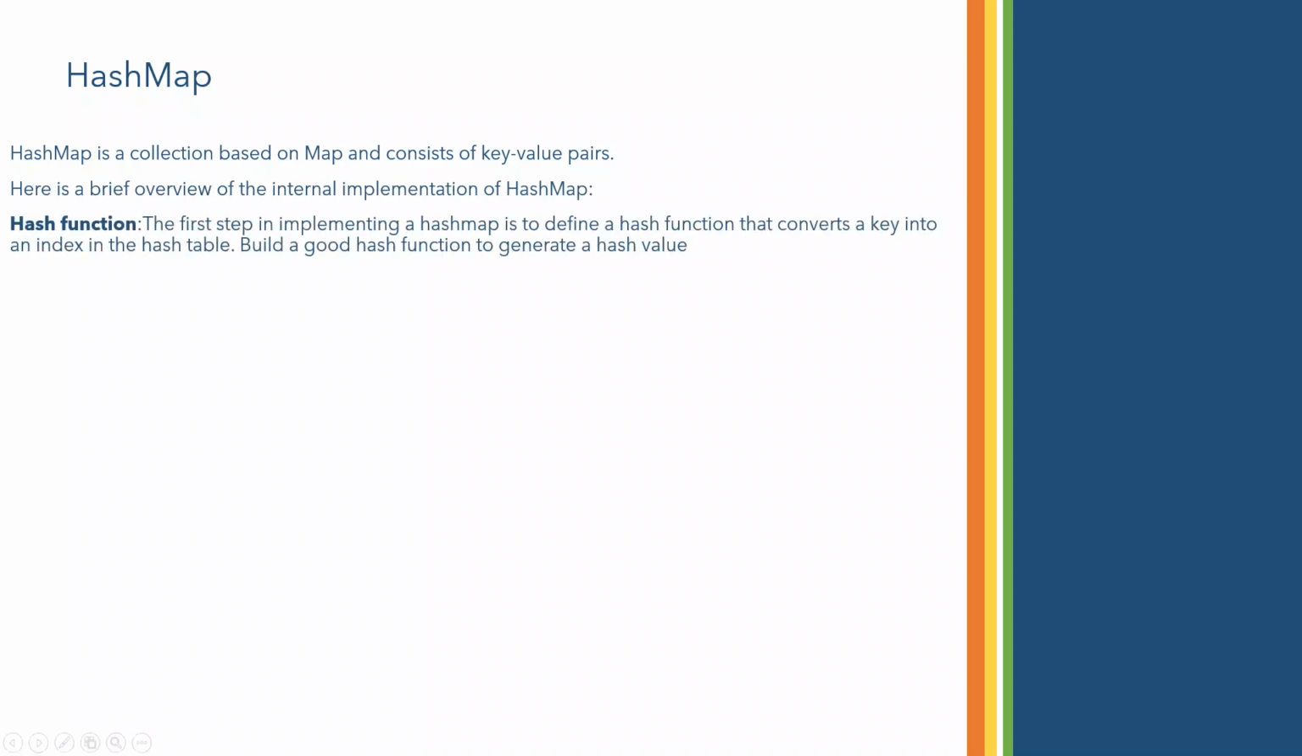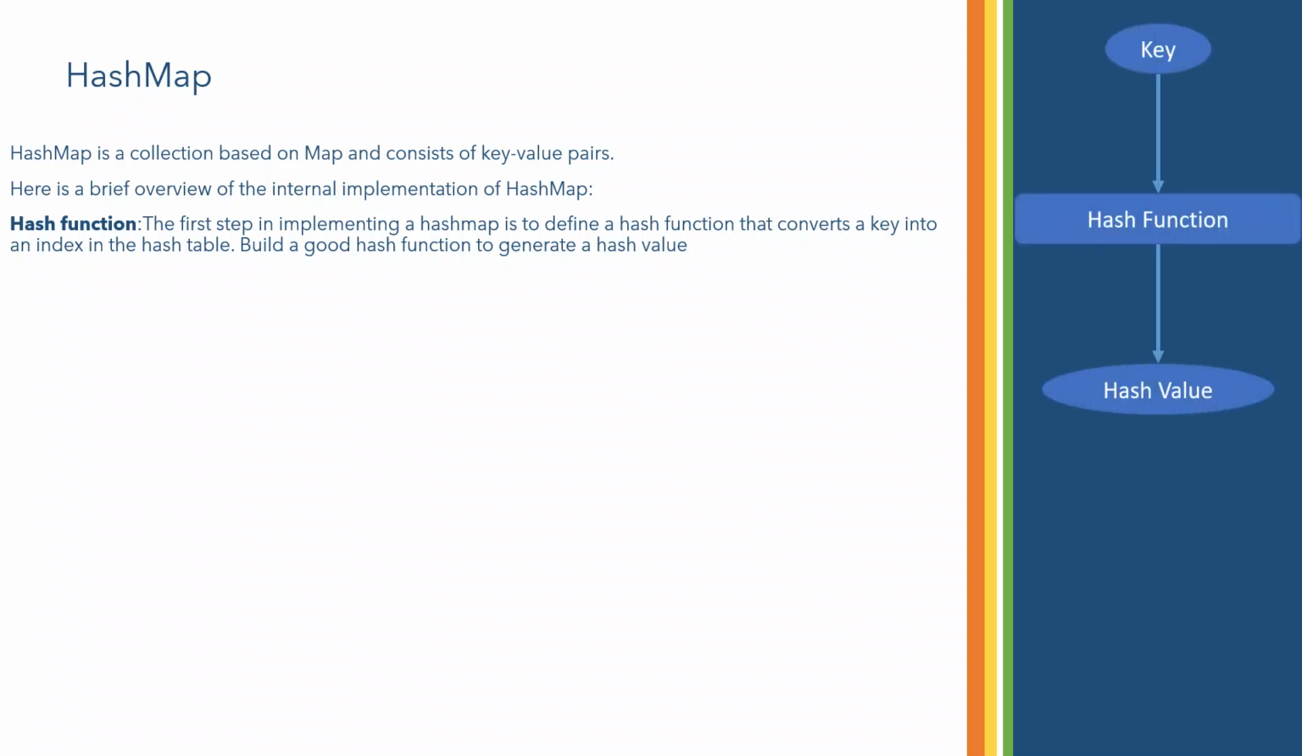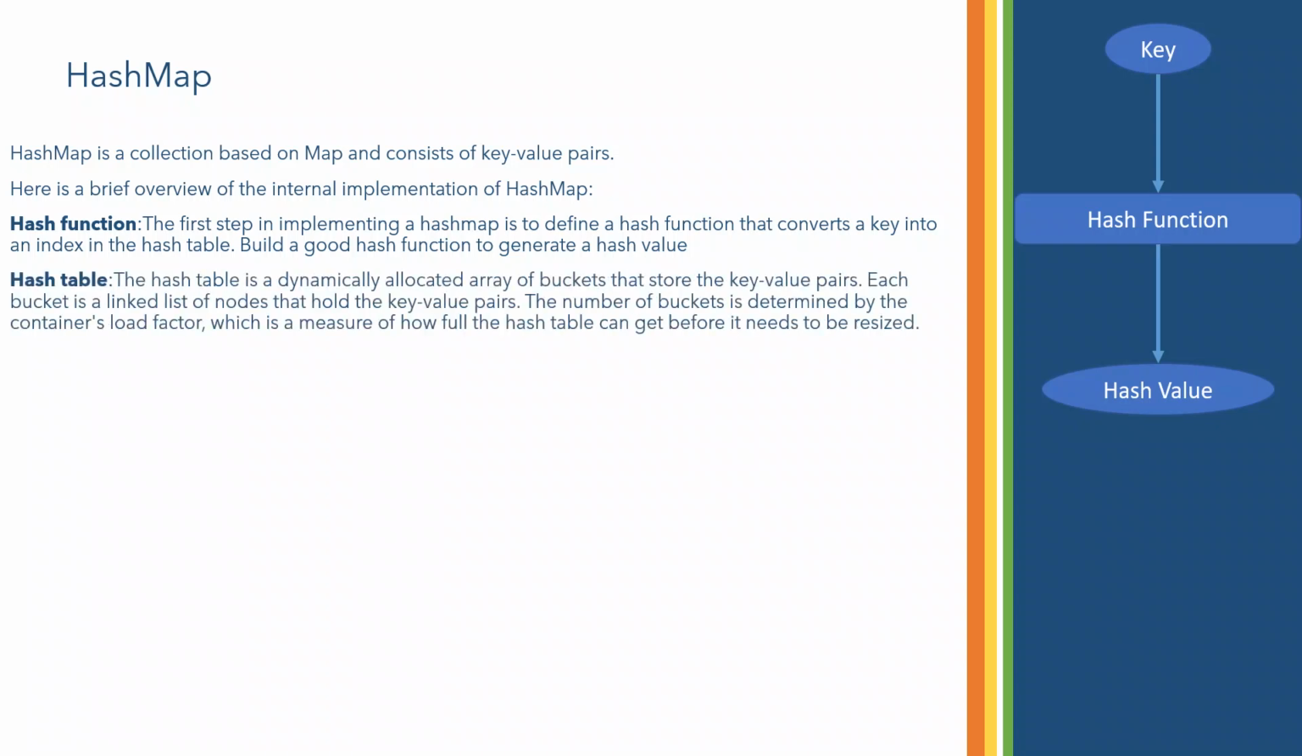Basically, when you want to implement a good HashMap, you need to find a good hash function. That is the first step. So define the hash function that converts a key into an index in the hash table. Build a good hash function to generate a hash value. The key you give to the hash function will generate a hash value for that.